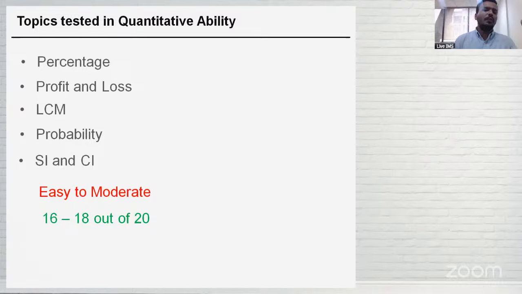So if somebody has this doubt, out of all the topics in quantitative ability, what are the important topics that I should prepare? These are a few topics that you can prepare. Arithmetic is there, numbers is there, so you can prepare these topics, which will help you for sure in this particular section, quantitative ability.